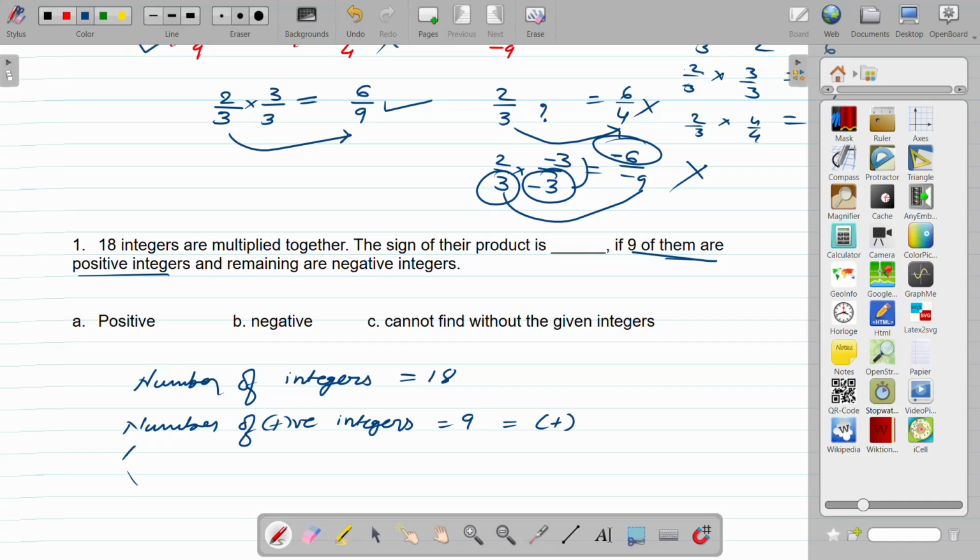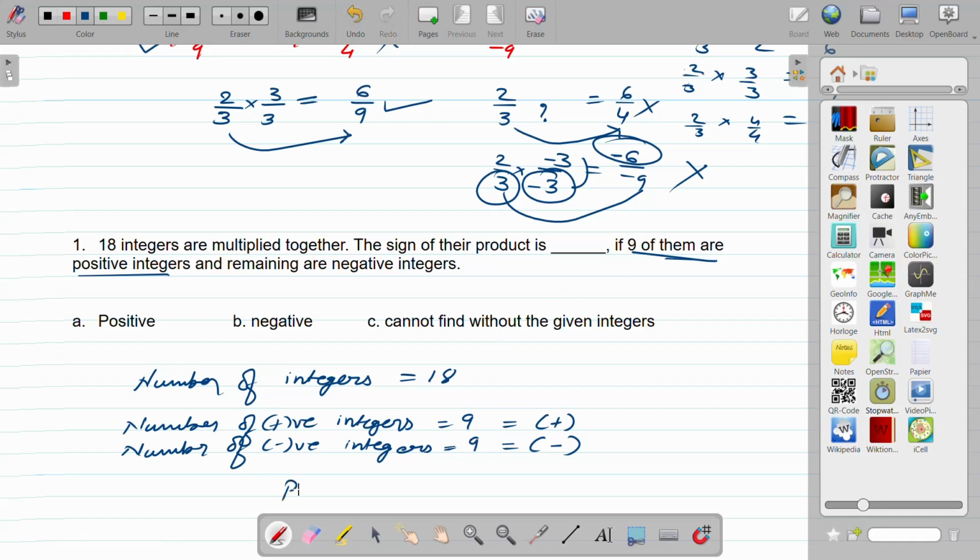And then the number of negative integers and its product you have to write. Number of negative integers is also 9. When we take negative 9 times, if we multiply, we know that the answer will be what? Negative. So whenever we take the integers an odd number of times, the product will be what? Negative. Because of this, 9 times, right? Because 9 is an odd number.